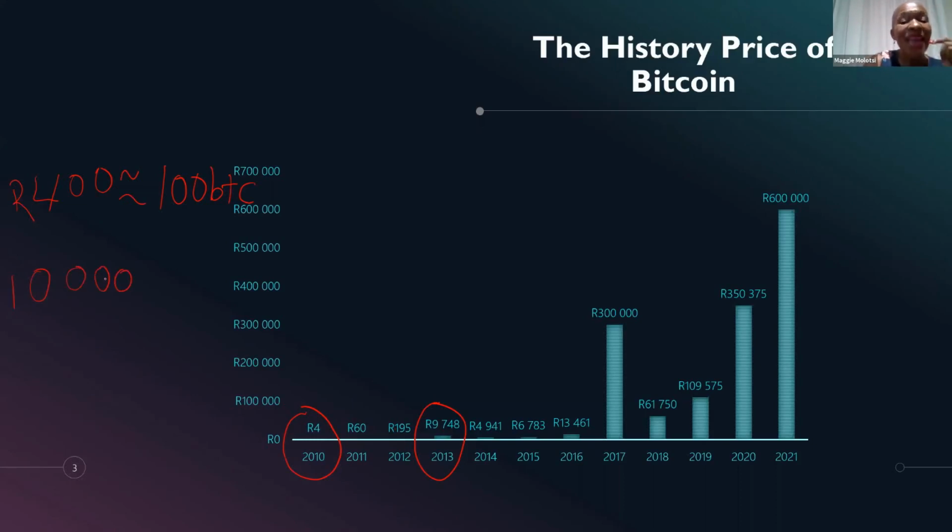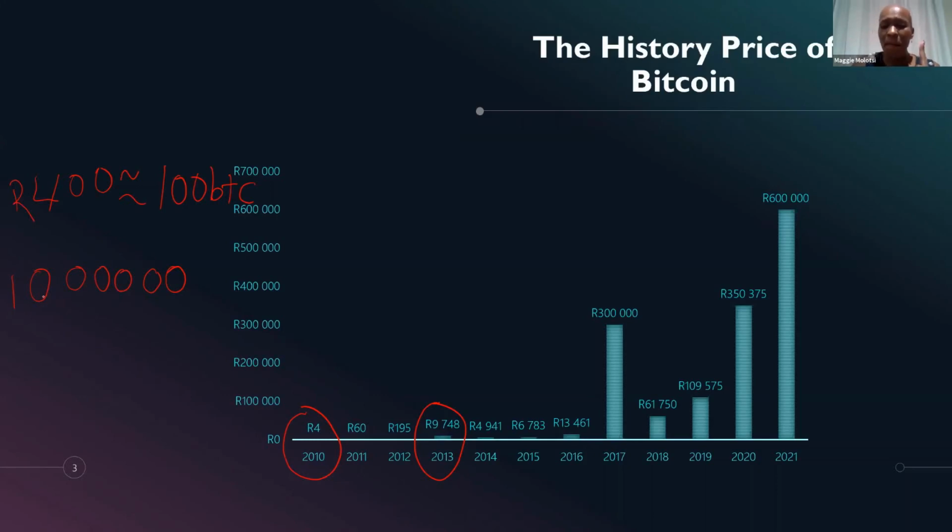How much are the 100 Bitcoins worth now? Do you see that? Do you see how many zeros there are? 1, 2, 3, 4, 5, 6 zeros. That means it's 1 million Rands. 1 million Rands in 3 years. I was willing to wait for 30 years for 100,000 Rands. That is what Bitcoin has done.